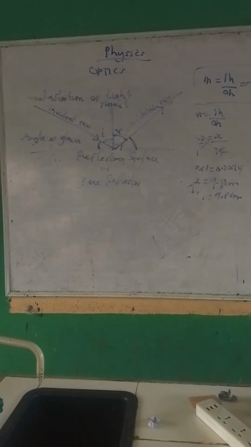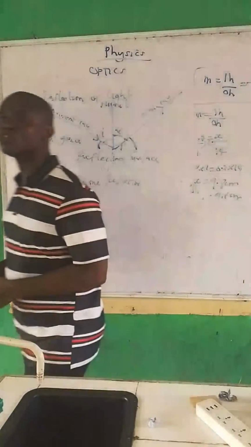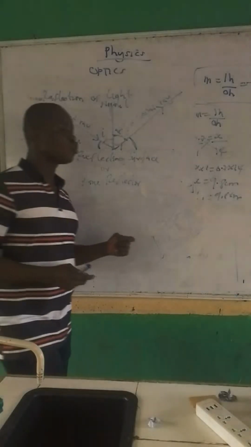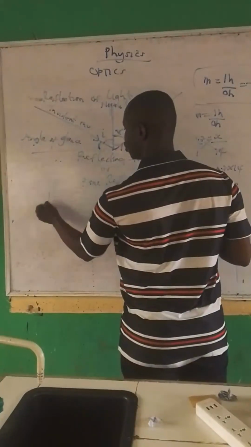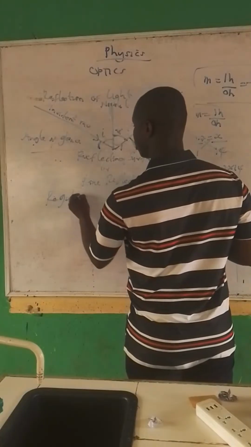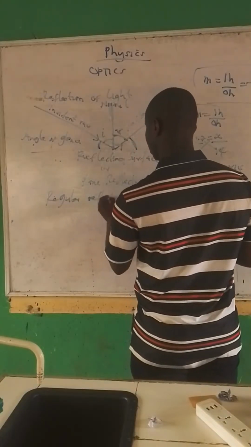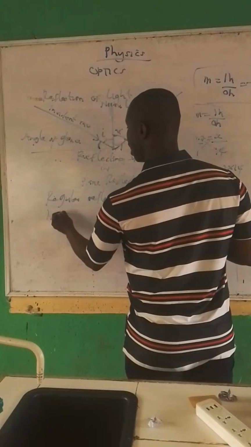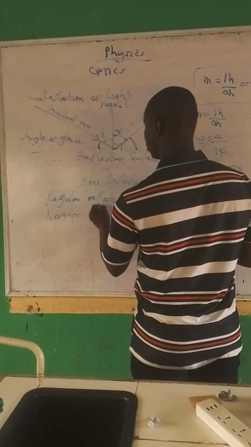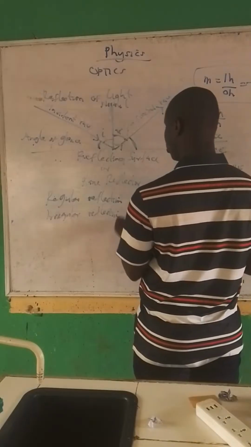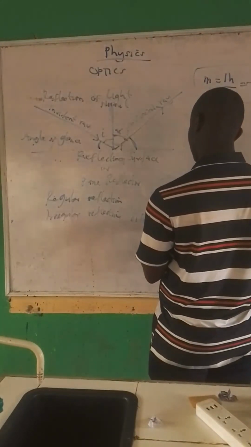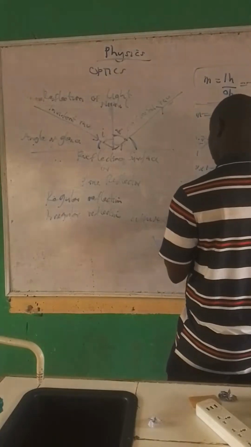Alright? It's almost 1 hour. Before we end the class, let's talk about types of reflection. We have basically two types of reflection: regular reflection and irregular reflection, also called diffuse reflection.